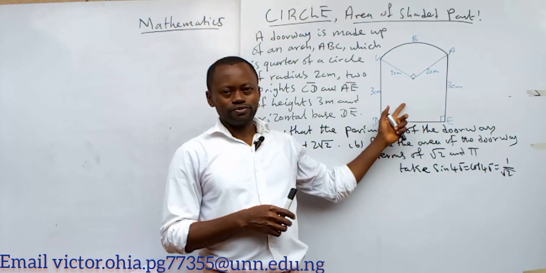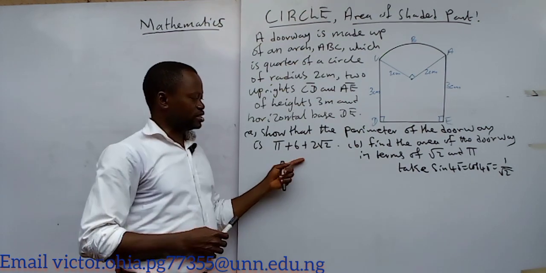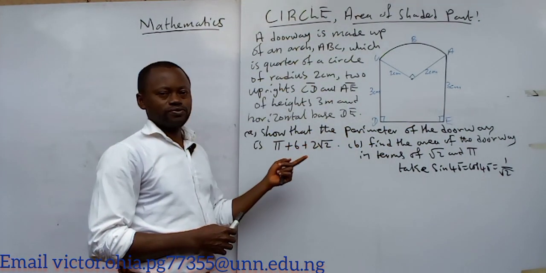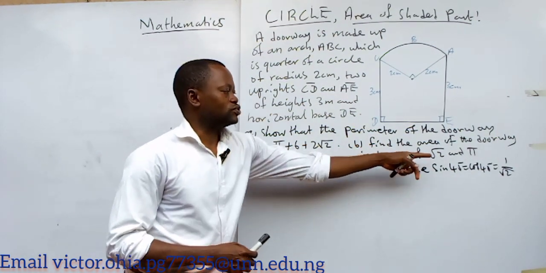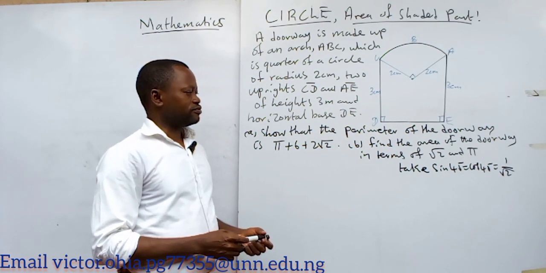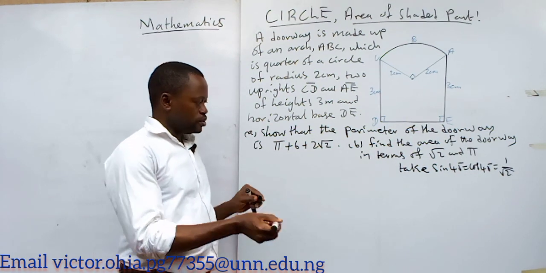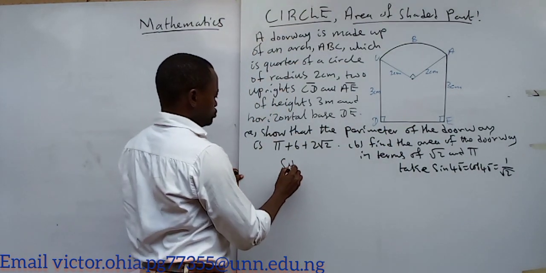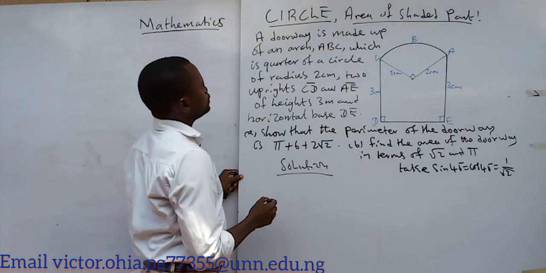the perimeter of this door, and the perimeter of this door is to be presented like this: 5 plus 6 plus 2 root 2. And then the second question says find the area of the door in terms of root 2 and pi, taking sine 45 and cos 45 to be 1 over root 2. So how are we going to handle this question now? I will take it like this.